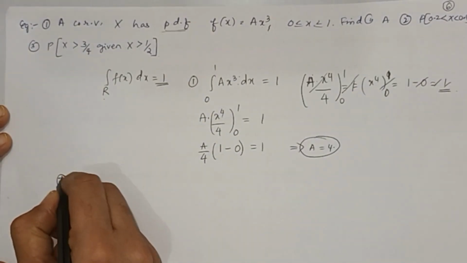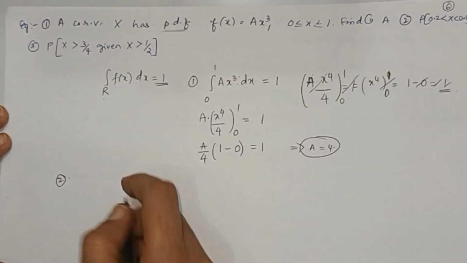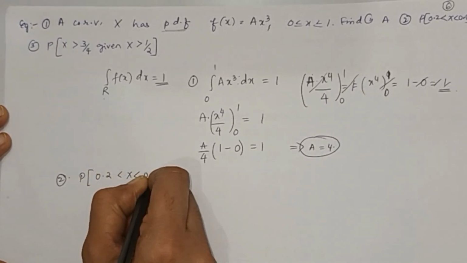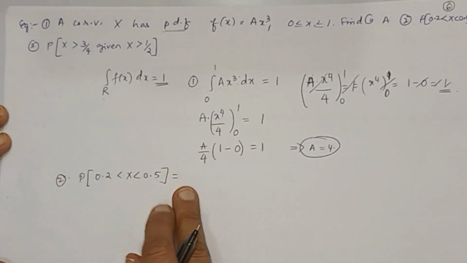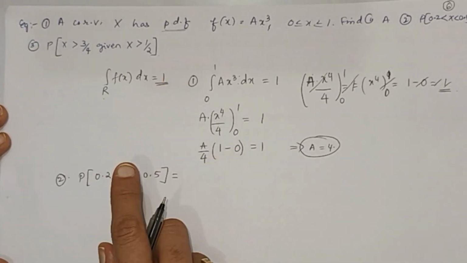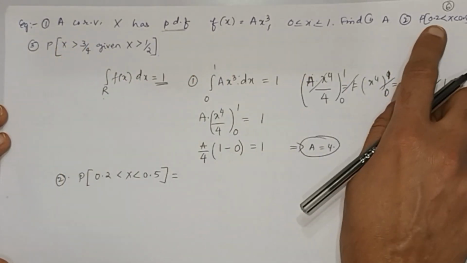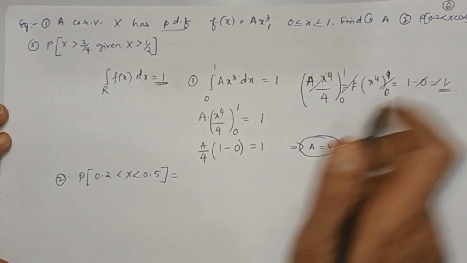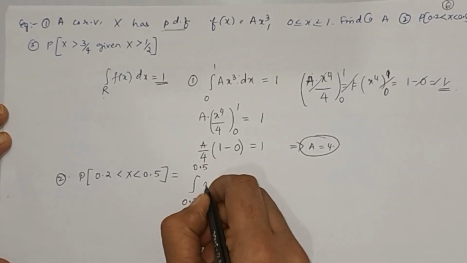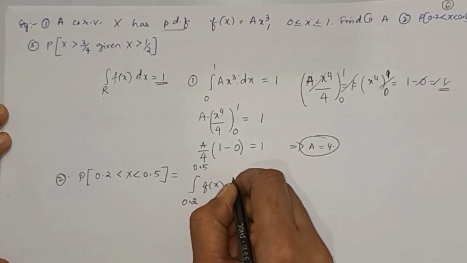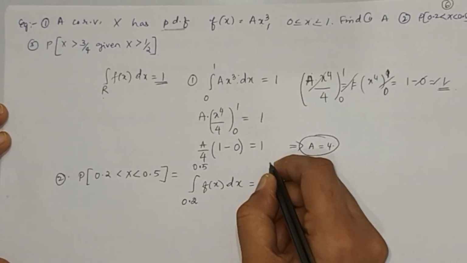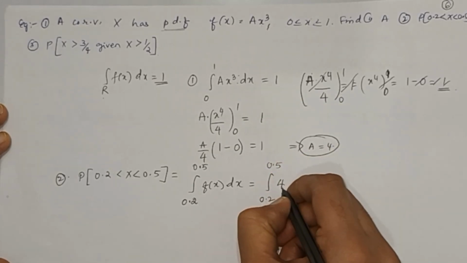Second question: P is in between 0.2 to 0.5. Within this range, now you have to find out what is the probability. What is the probability of having any value of the random variable in between 0.2 to 0.5? So 0.2 is the lower limit, 0.5 is the upper limit, and here you have to write the probability density function, which is already given. So 0.2 to 0.5. Now we know the value of A, 4.